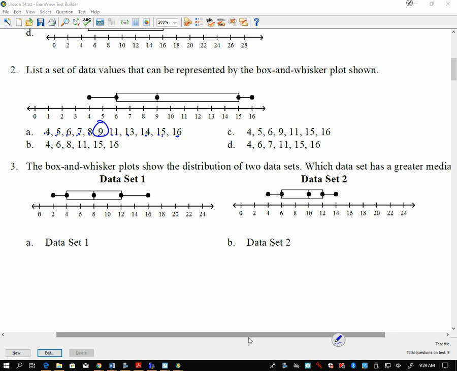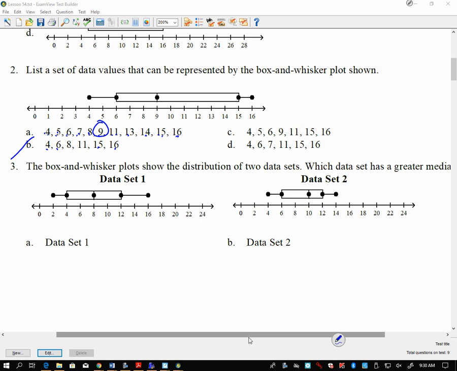So could it be A? It could, it may not be, but so far that works. Let's look at the next one. It goes 4, 16, 6, 15, and then it shares 8 and 11. Well, what's 8 plus 11? 19. 19 divided by 2, is that 9? No, so B is out, correct?